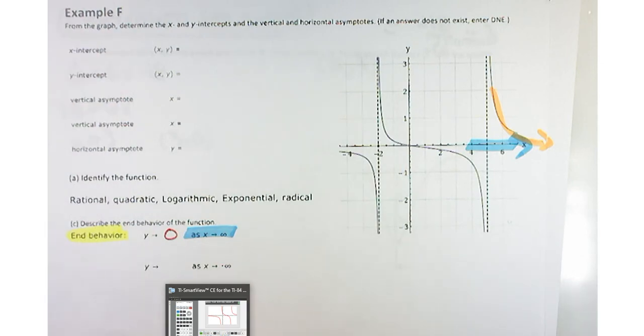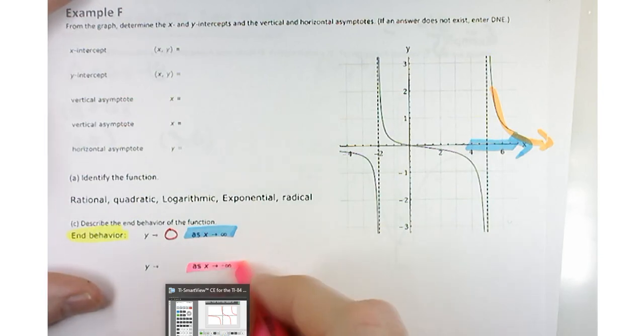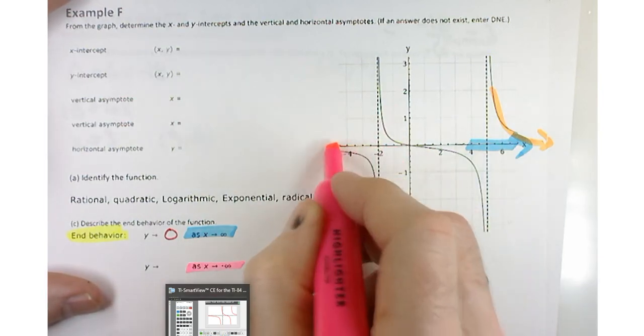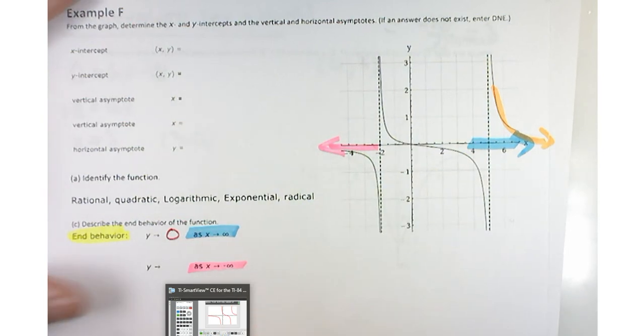Let's try that in the other direction. As x approaches negative infinity, this means we're going out the x-axis that way. Where does the y coordinate go?